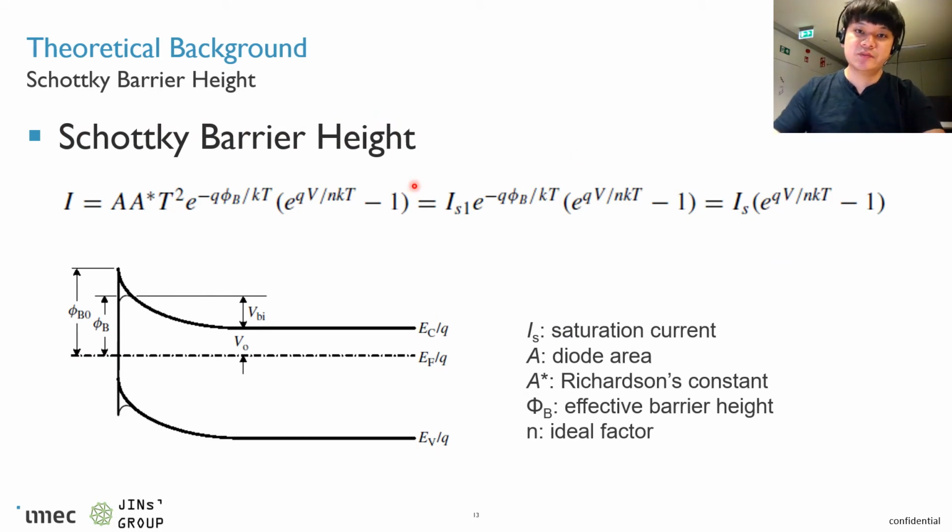Before the experiment method, I will introduce some theoretical background for this paper. The first one is the Schottky barrier height, which is generated at the interface between the metals and the semiconductor, or PN junctions, and it limits the carrier movement or injection. So I use this formula for this paper.